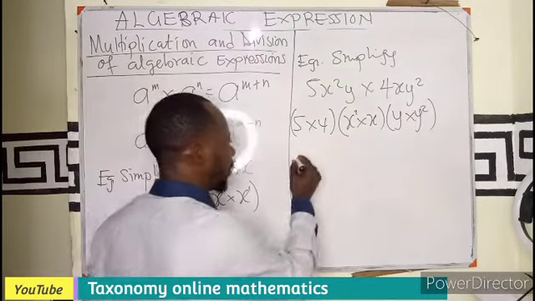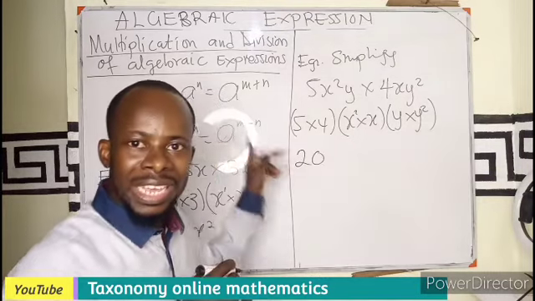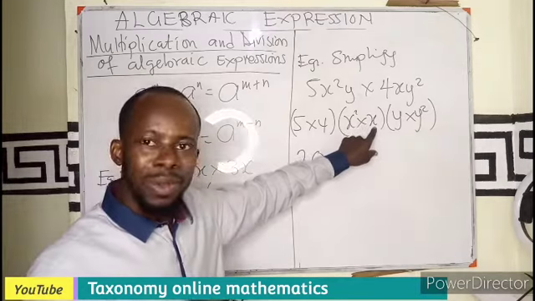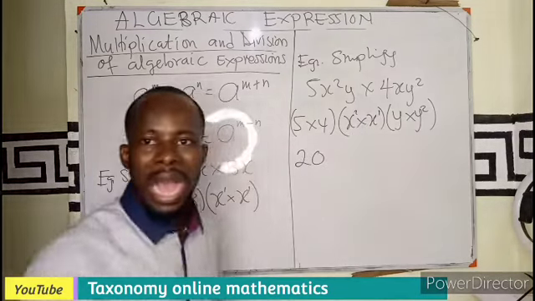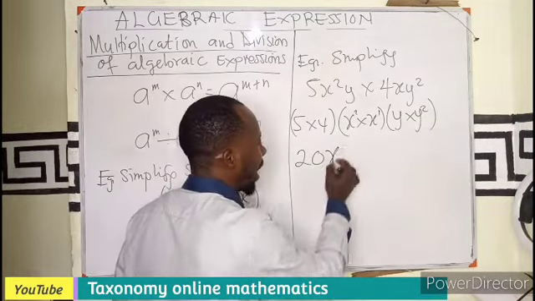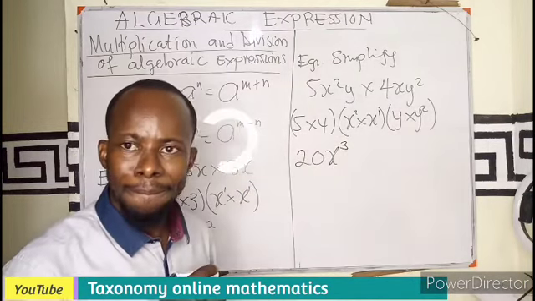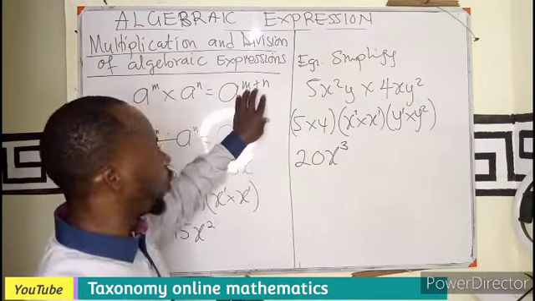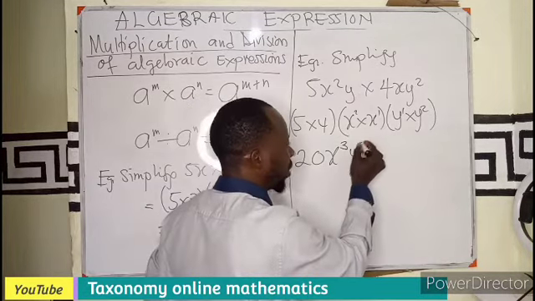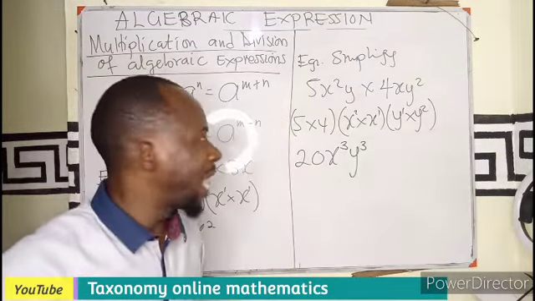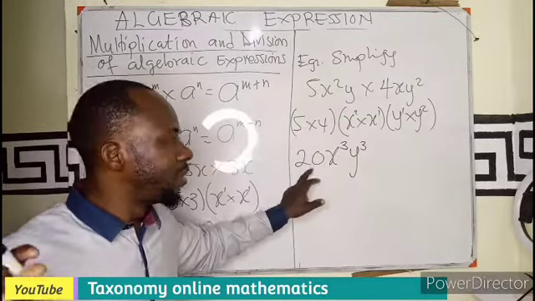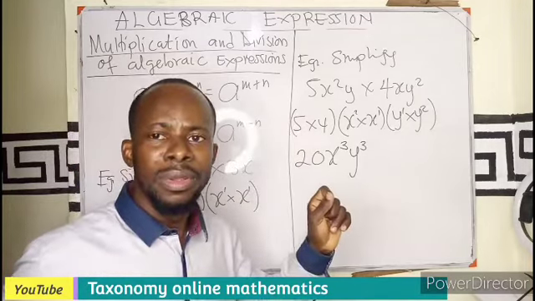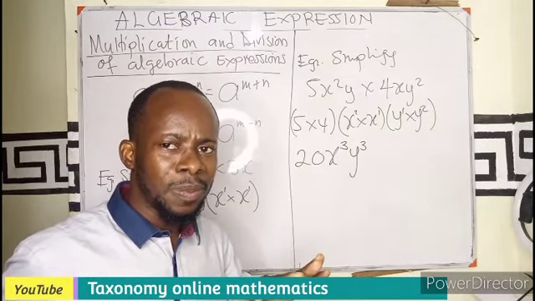So this is going to be 20 in this case. This is going to be x squared times x, which will just mean that we add the powers. So that will be x to the power 3. Then y is power of 1 times power of 2, following this, I believe you also get power of 3. So the answer to this is just going to be 20x cubed y cubed. I believe you are getting the concept.